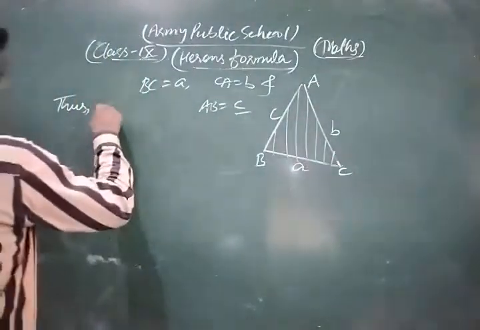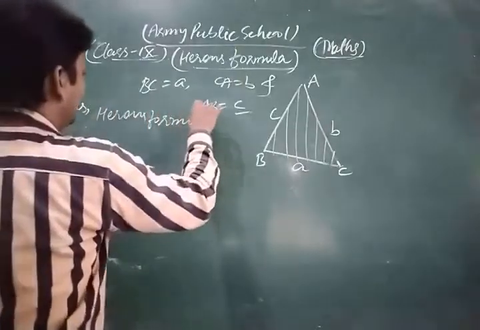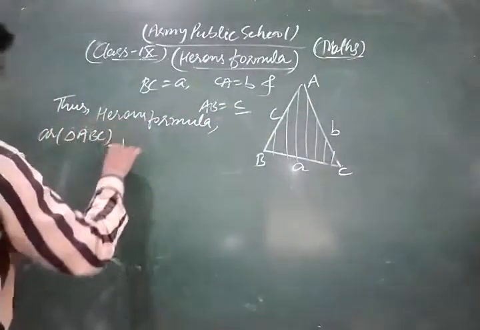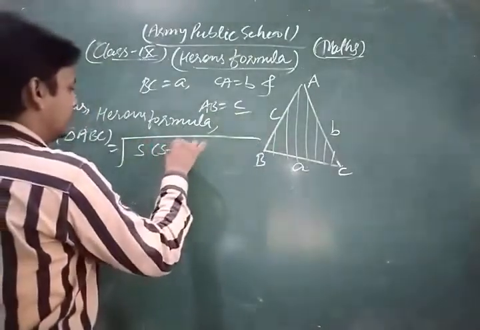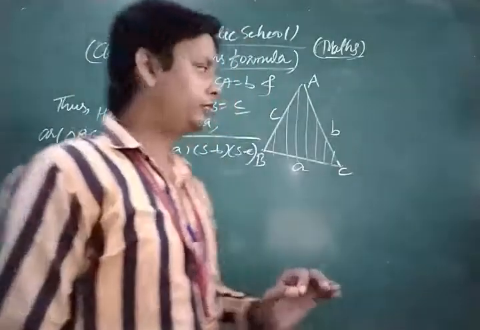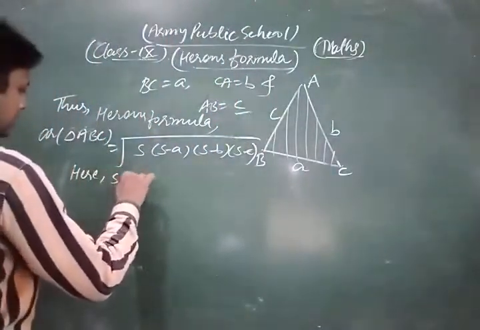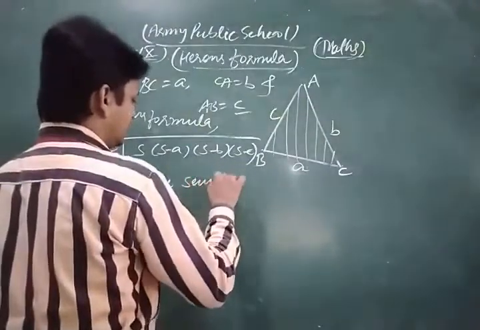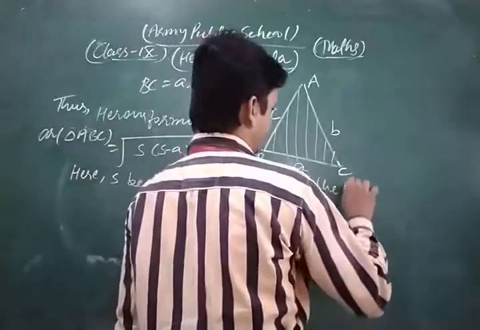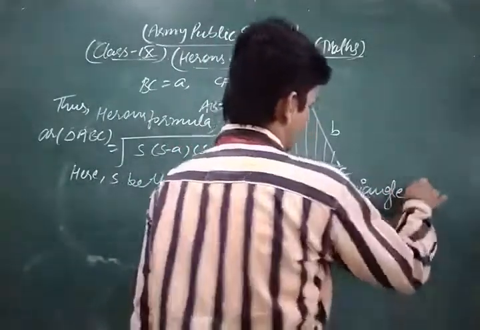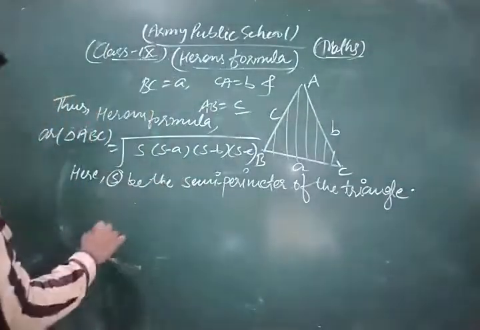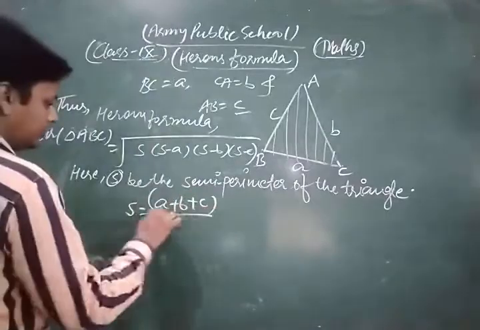So Heron's formula is: area of triangle ABC is equal to the square root of s into (s minus a) into (s minus b) into (s minus c) respectively, where s is the semi perimeter of the triangle, and it is defined by the formula s is equal to (a plus b plus c) upon 2.